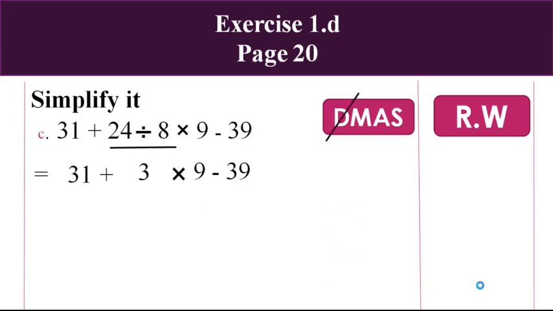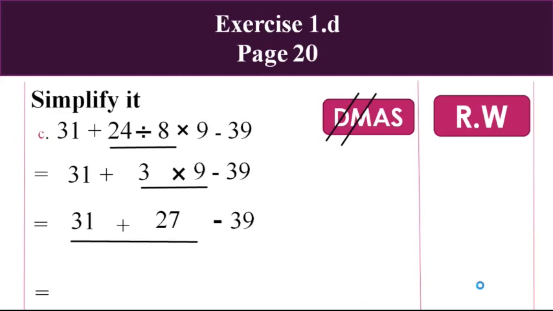So what is next? Multiplication. Between which two digits? 3 and 9. So we have to find out the answer. 3 multiplied by 9 is 27. The rest of the question remains the same. Write down 27 under the sign of multiplication because we have solved the multiplication operation over here. Minus 39. The rest of the question remains the same. Now we are done with the multiplication sign as well. What to do next? Addition.